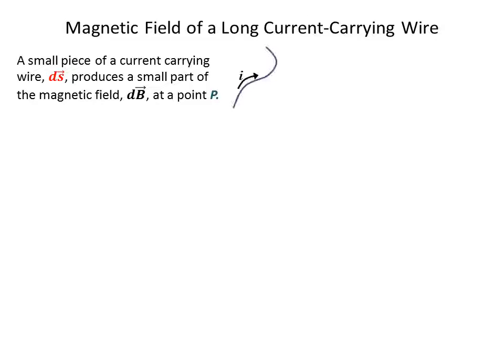Let's look at the magnetic field of a long current carrying wire in more detail. Consider a small piece of a current carrying wire. We see this blue wire with the current flowing through it, and a small piece of it is ds, which is indicated by the ds with a vector hat on top. The vector points in the direction of the current for that small piece of wire. It's going to produce a small part of the magnetic field, dB, at point P where we'd like to measure it. There is a vector r which points from this element of wire to the point P.